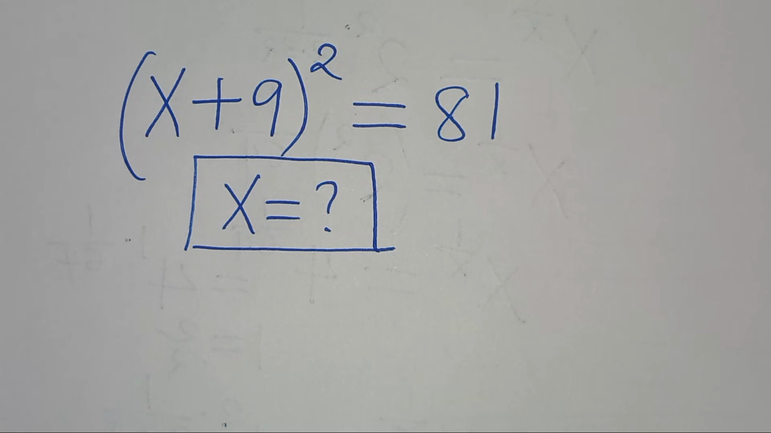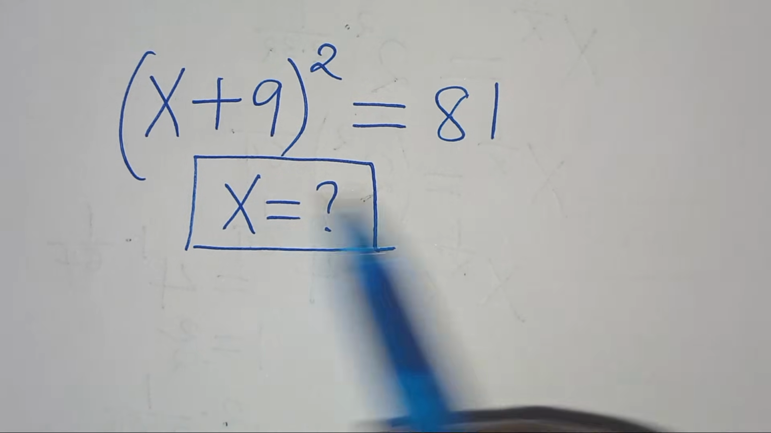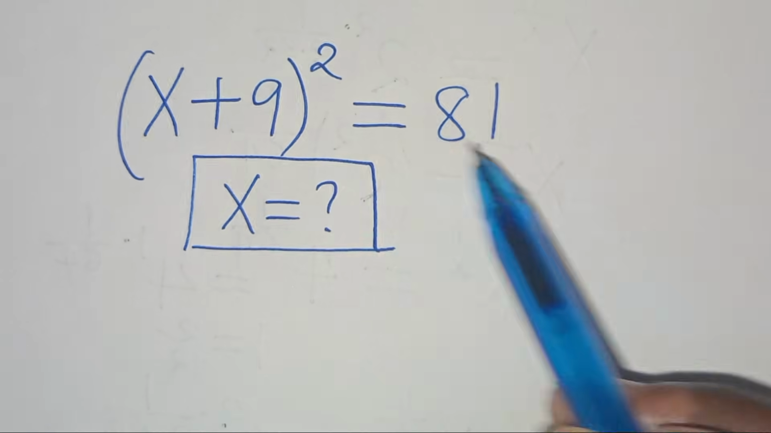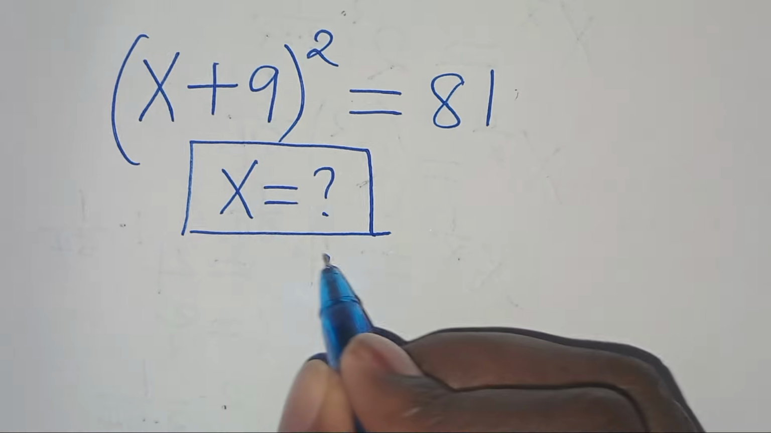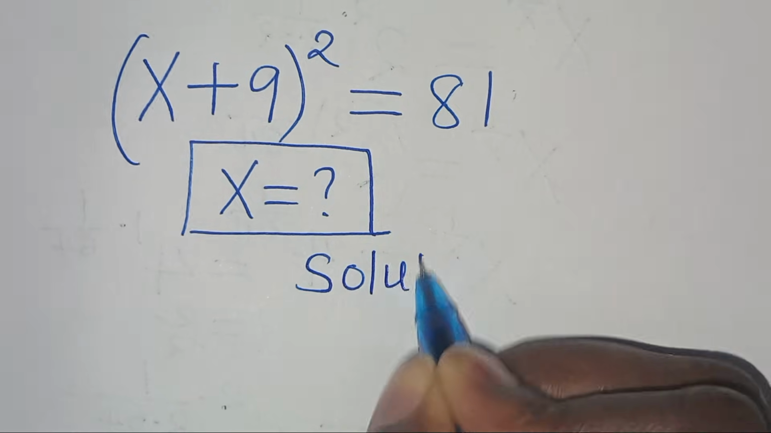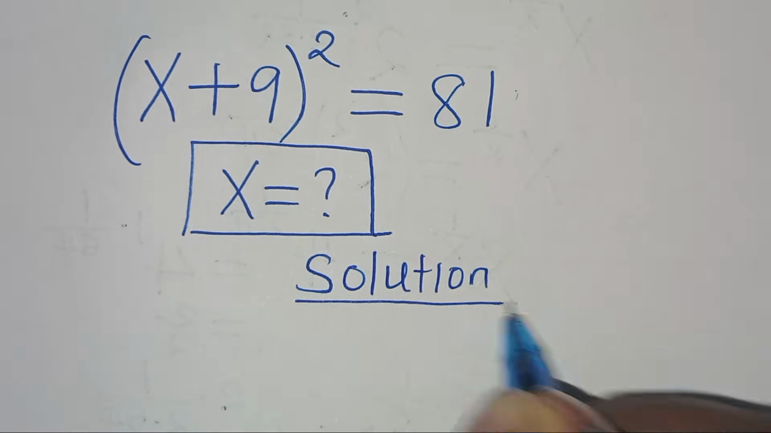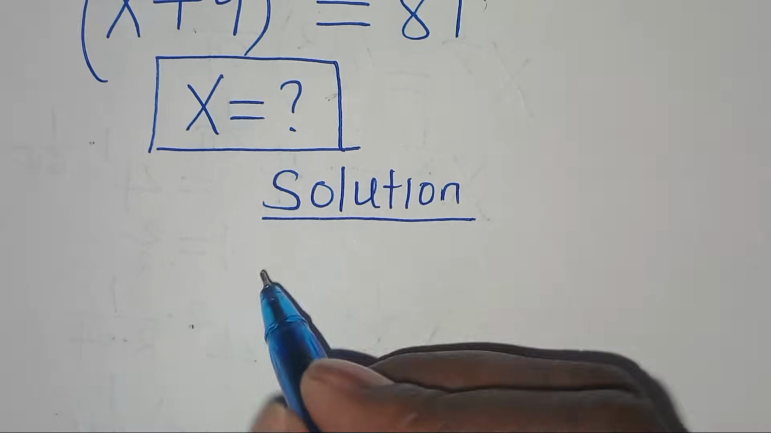You're welcome to solve this nice algebra problem, which is (x + 9)^2 equal to 81. So what is the value of x? Now let's provide a solution from here. So we are going to solve this by applying three methods here. Let's start with method 1.